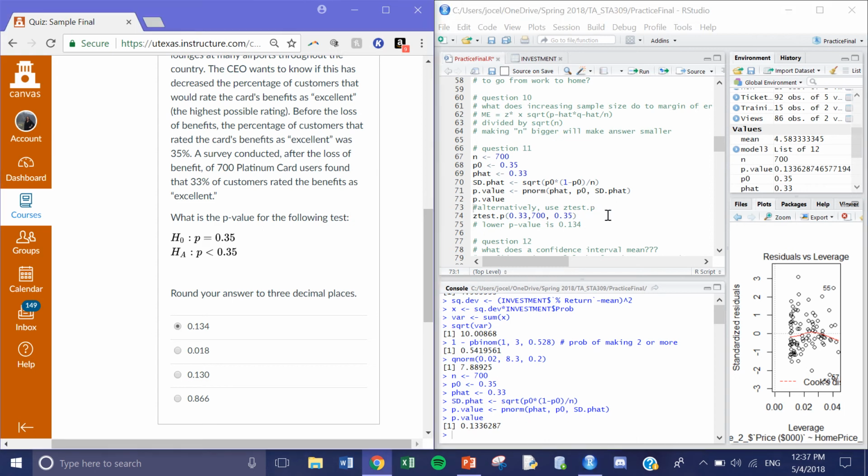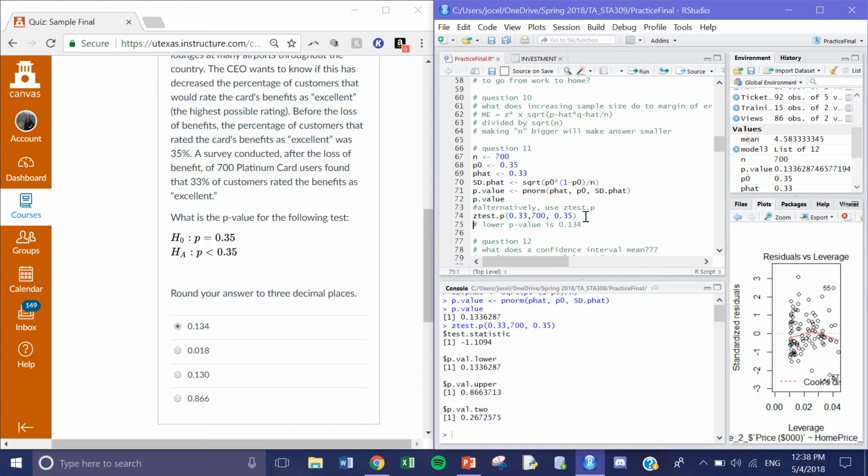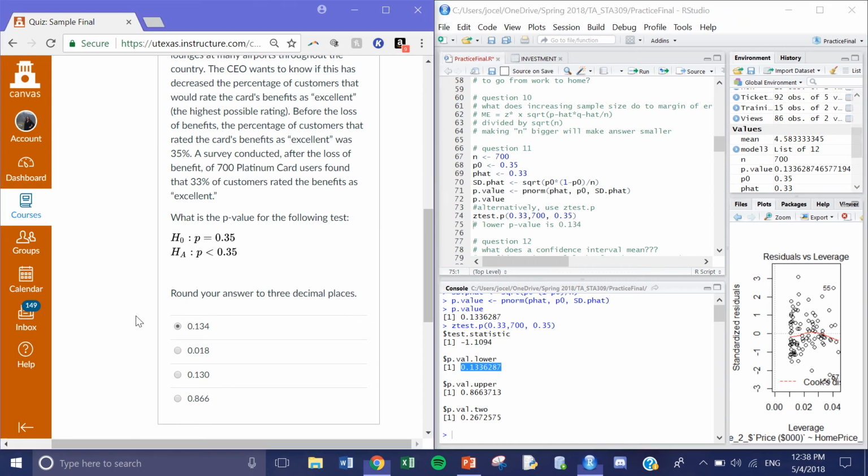Alternatively, you can just use the z-test.p function, and I put in my p hat, I put in my n, and I put in my p null. And it gives you your three p-values, and you would just need to look at the lower one because we're testing that p is less than 0.35. And we see that that is the exact same number as we got earlier. So it's 0.134.